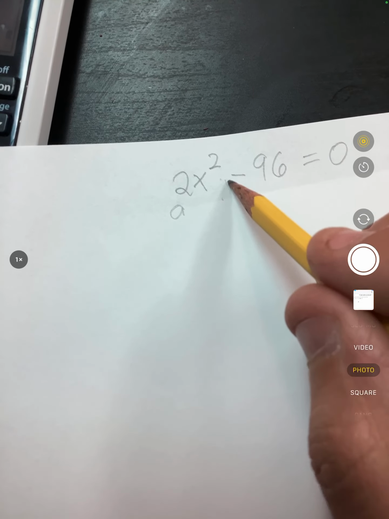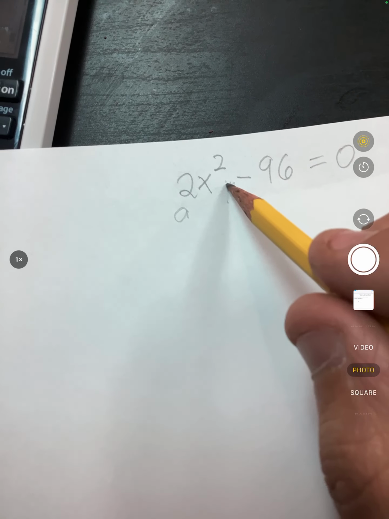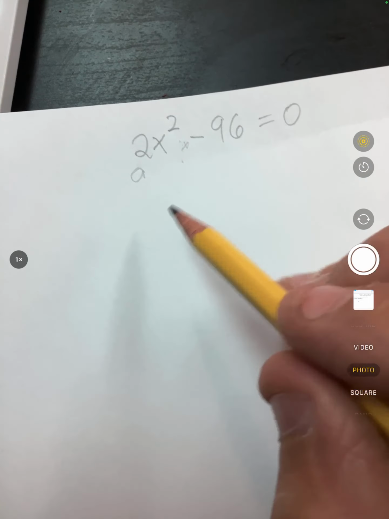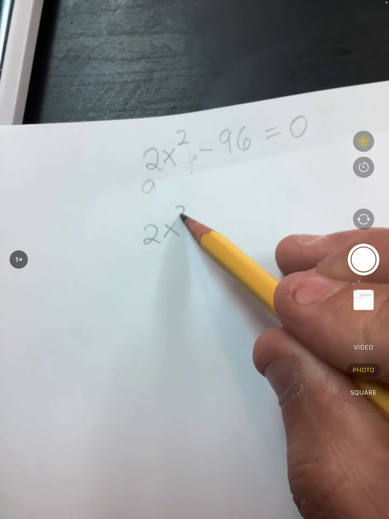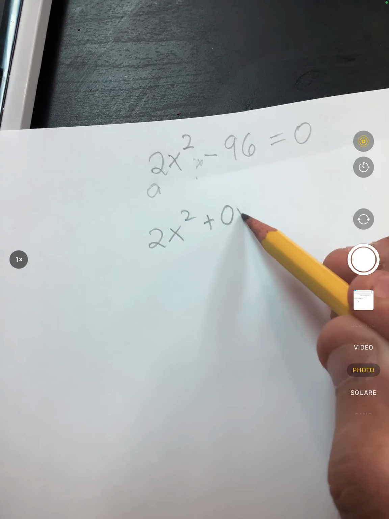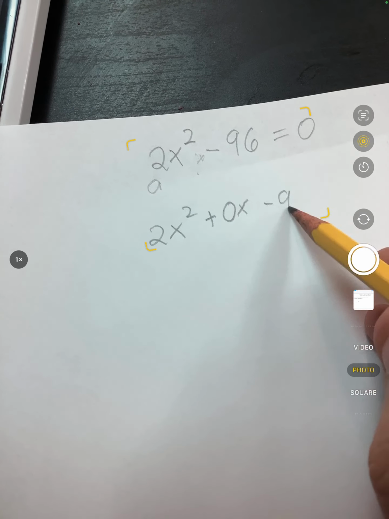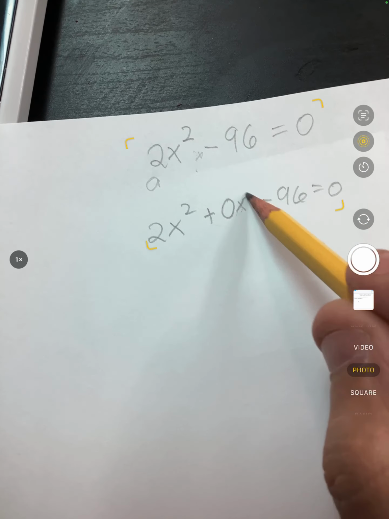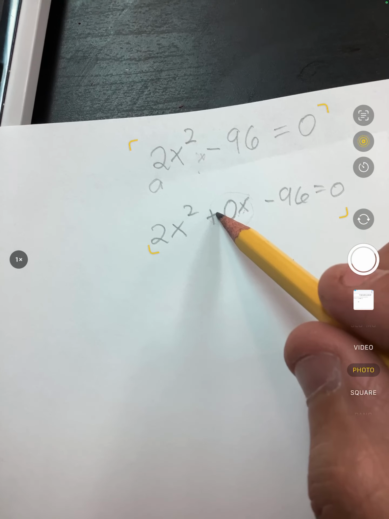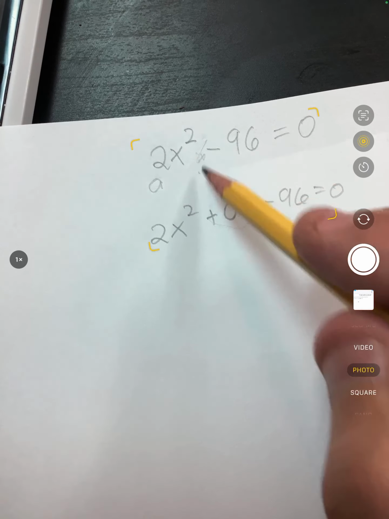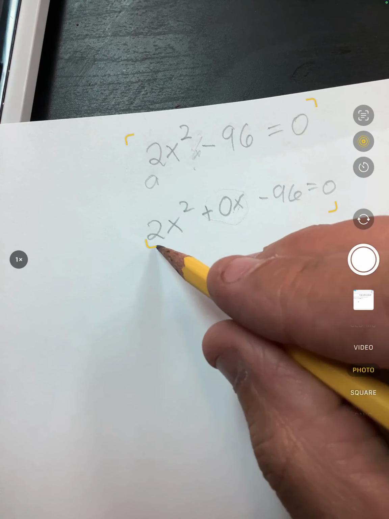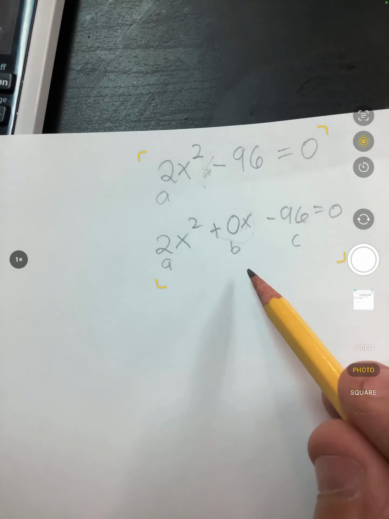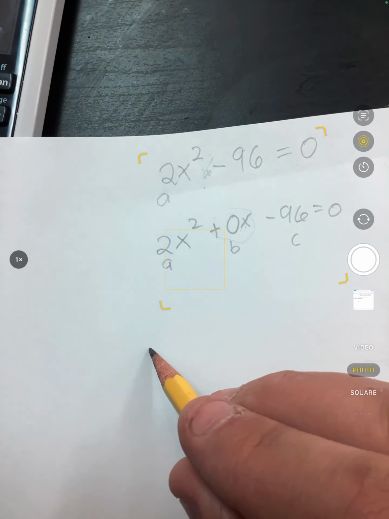There's no x thing in here. There's literally no x's here, so where's B? Well, when that happens, it's the same as saying 2x squared plus no x's minus 96 equals 0. 0 times any x here, whatever it is, would become 0, so it would cancel out and we wouldn't have anything here. So my A is 2, my B is 0, and my C is negative 96.